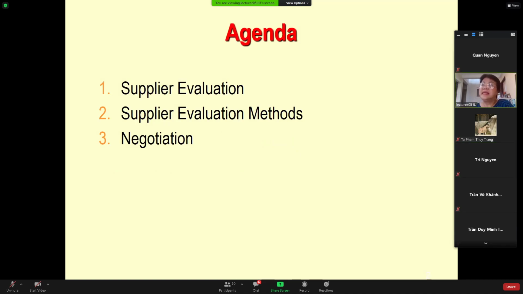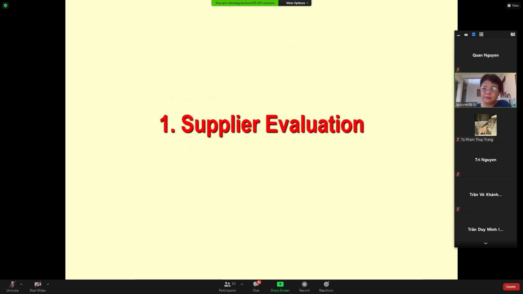So the agenda today that we are going through is the supplier evaluation, the method of evaluation, and the negotiation, like I said. We will go deeper and deeper into how we can get the best deal. You see the screen?